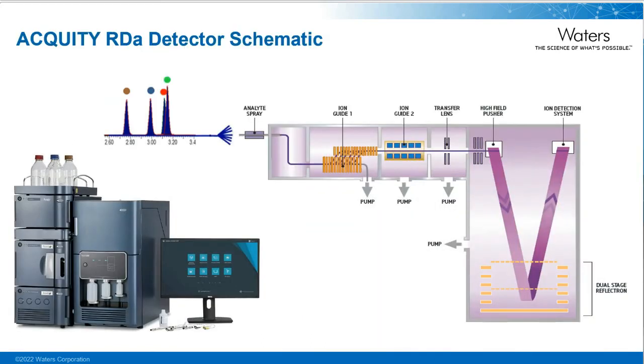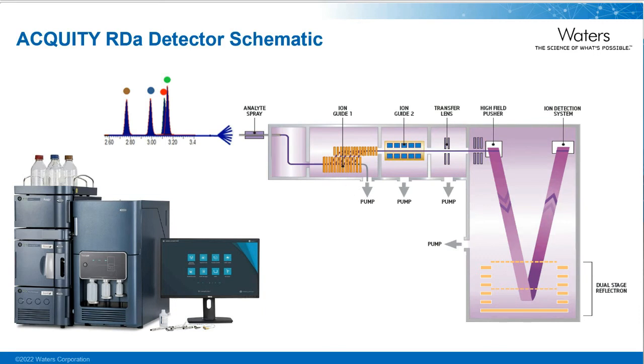Here we have a schematic of the ACQUITY RDa detector. The analytes in the sample will be chromatographically separated by the mobile phases and column used on the ACQUITY UPLC I-class Plus before progressing to the electrospray ionization source. From here, the ionized samples enter the first stage of the stepwave ion guide, where we can ramp up the voltage to induce fragmentation that is used in the identification of the analytes.